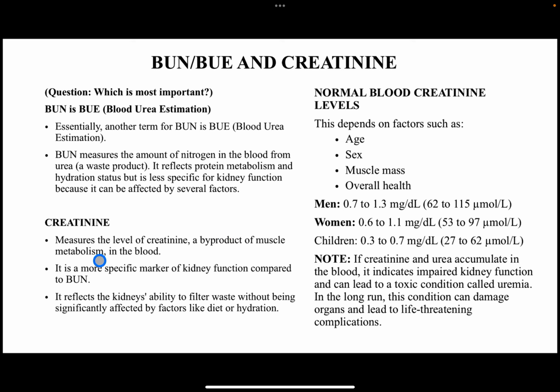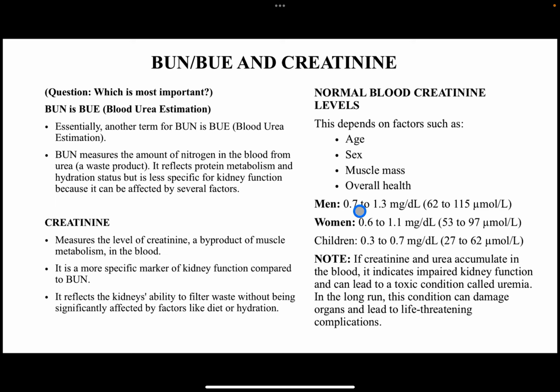Is that okay? So creatinine is a more specific marker of kidney function compared to BUN, like I was explaining. The reason is because it reflects the kidney's ability to filter waste without being significantly affected by factors like diet or hydration. Is that okay? Good. So whether you drink water or you don't drink water, still creatinine will be produced. Whether you choose to eat or not, it's not influenced by factors like diet, unlike urea and uric acid and others.